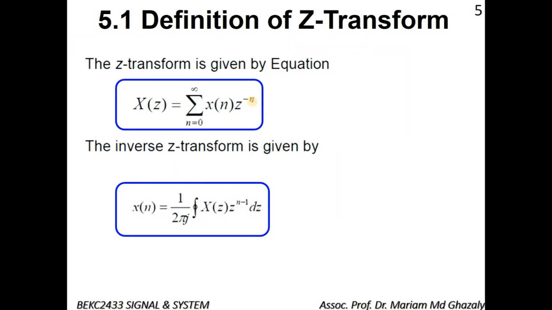Similar to what you have learned in the Fourier transform and Fourier series, you have the Fourier transform equation, given by equation 1, and you have the inverse Z transform, which is given by this equation.